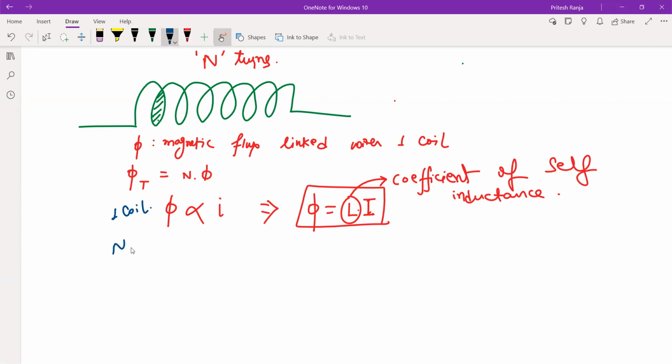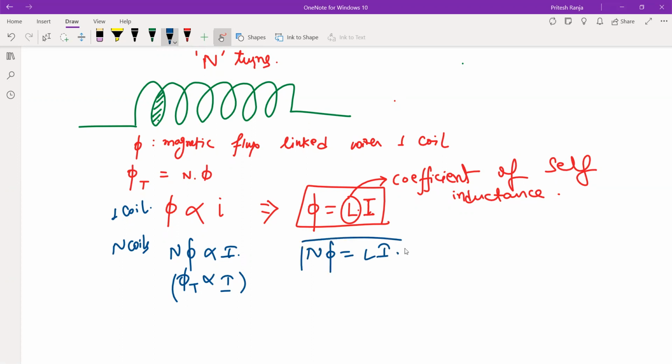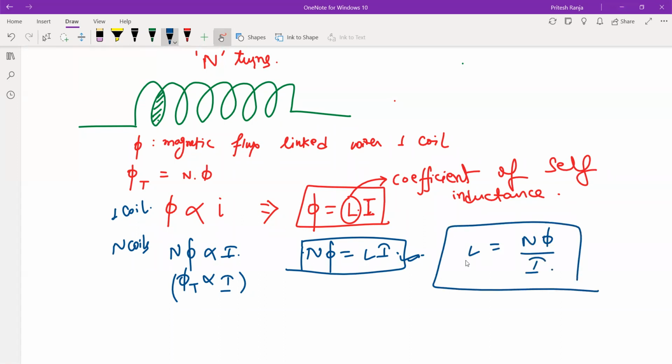So for n coils or n turns, n phi will be directly proportional to I, right? Because total flux will be proportional to the current flowing through these coils. So this will give us n phi is equal to L into I, and we get another relation here. So basically we have to remember this one. We can say L is equal to n phi by I. What is L? L is the coefficient of self inductance. Shortly we also call it inductance.